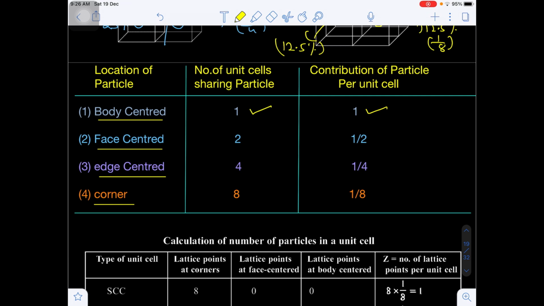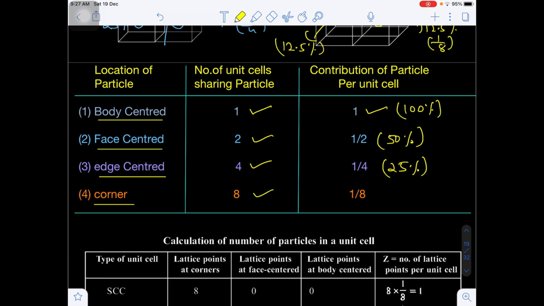If we consider the face center particle, it is shared by how many unit cells? 2 unit cells. Per each unit cell, its contribution will be 50%. Are you getting my point? Body center will contribute 100%, whereas the face center particle will contribute 50% per unit cell. Now come to the edge center. The edge center particle is shared by how many unit cells? 4 unit cells. So per unit cell you get 1/4 contribution, which is nothing but 25%.